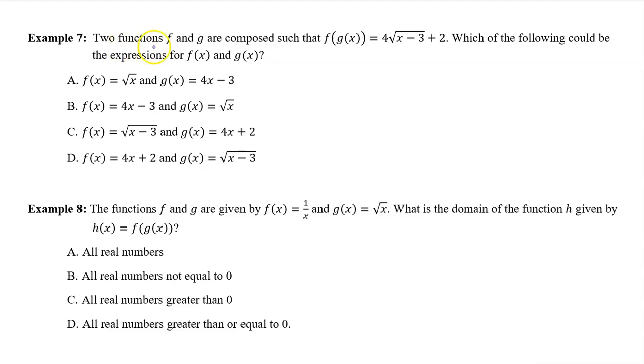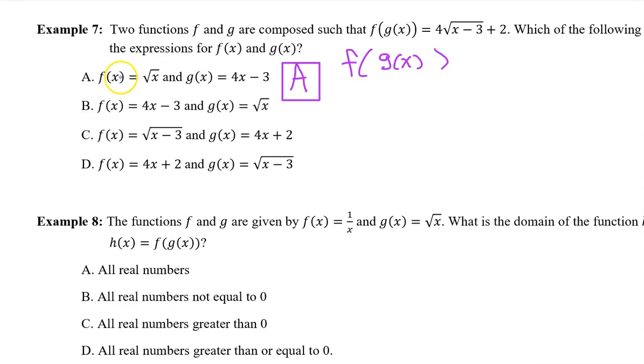Example 7, two functions f and g are composed such that f of g of x equals 4 times the square root of x minus 3 plus 2. Which of the following could be expressions for f and g? Let's try them out one by one and see which one gives us the right answer.